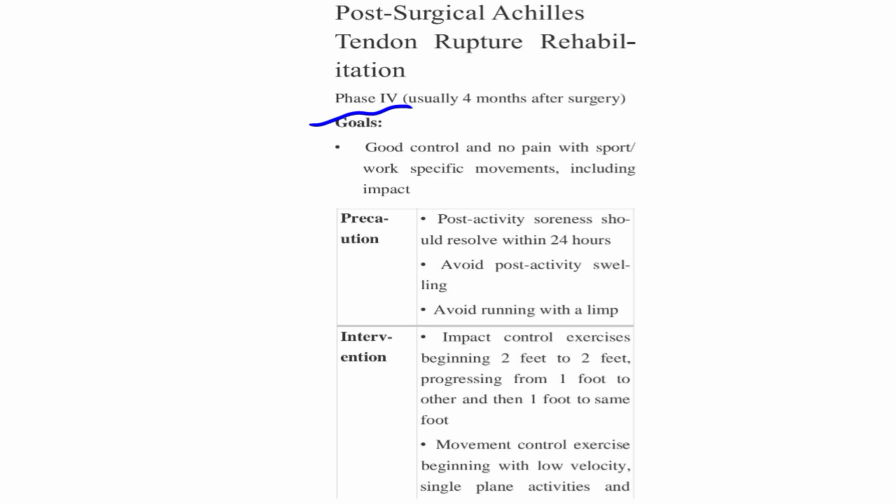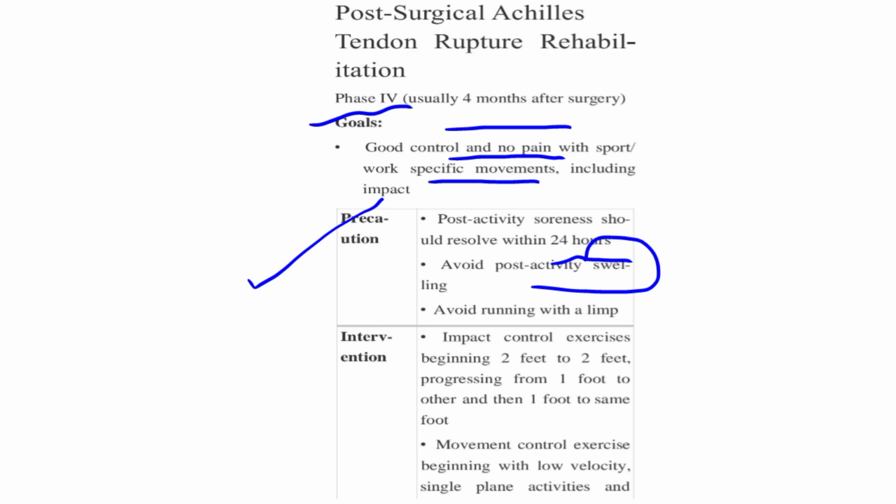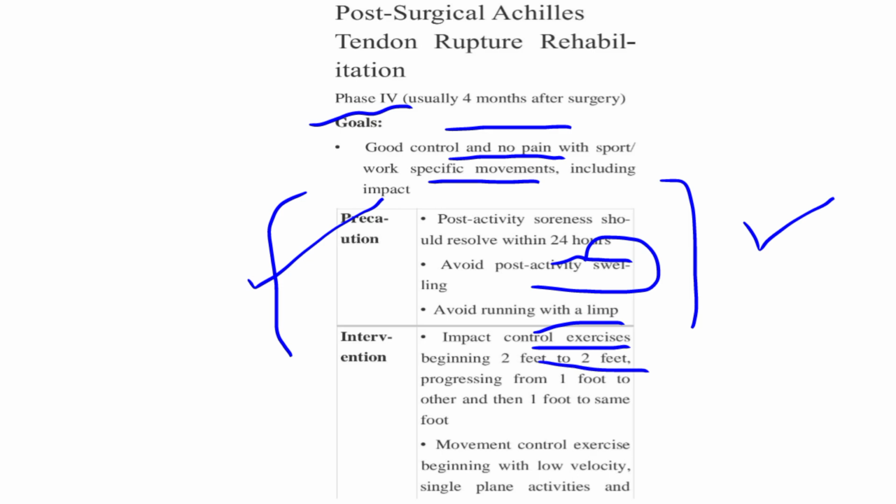In phase 4, it's after 4 months. In this phase, the goal is good control and no pain with sport specific movements. Precaution in this phase is that post activity soreness should resolve within 24 hours. Avoid post activity swelling. Avoid running with a limp. The patient has good balance and no pain in the fourth phase. The intervention we do is impact control exercises. Begin 2 feet to 2 feet, then from 1 foot to the other, and then 1 foot to the same foot.